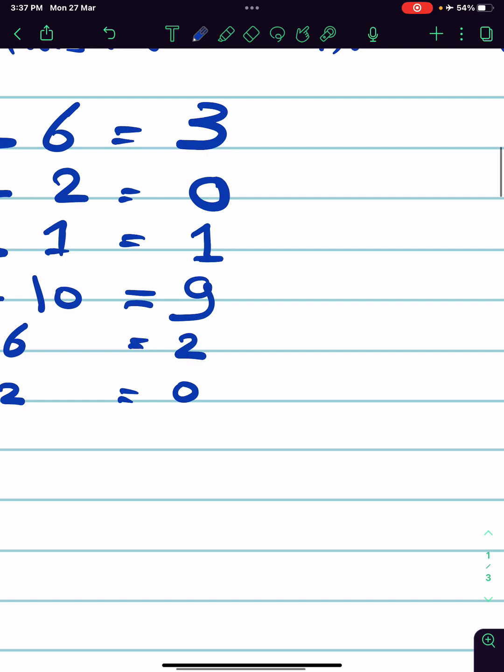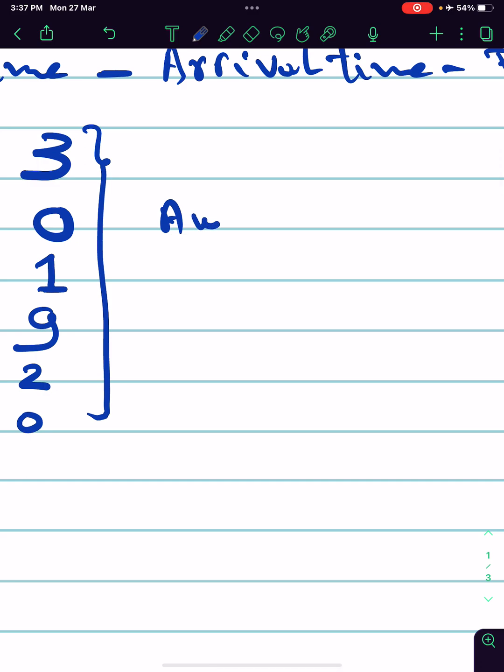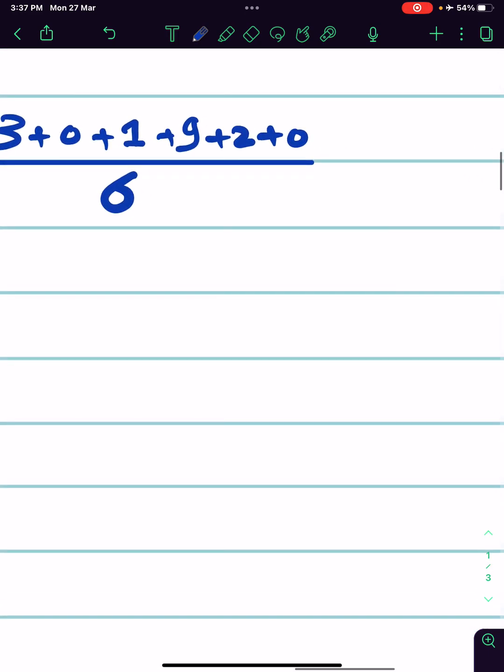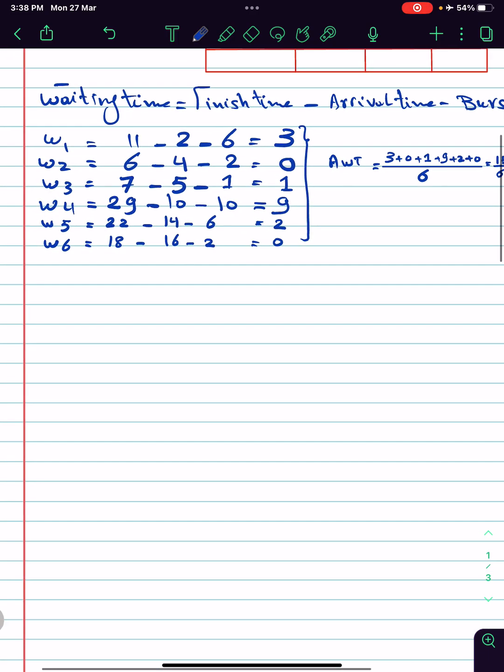Now, the average waiting time equals 3 plus 0 plus 1 plus 9 plus 2 plus 0 divided by 6, because there are 6. So this is going to give you 3 plus 1, that's 4, and then plus 11, that would be 15 divided by 6, which is going to be 2.5. Okay, this is the average waiting time.